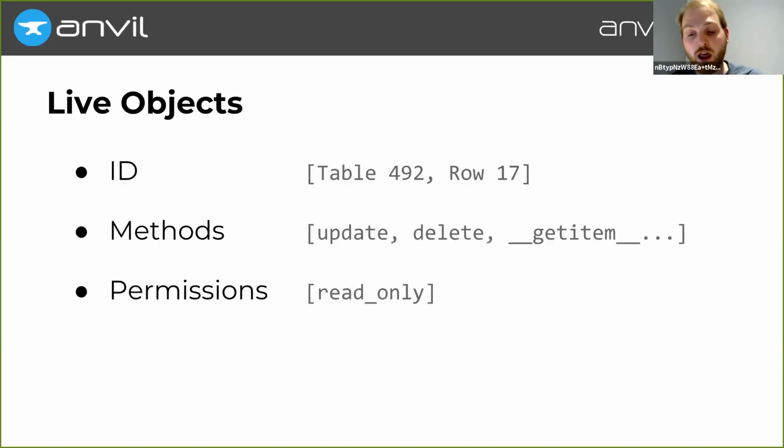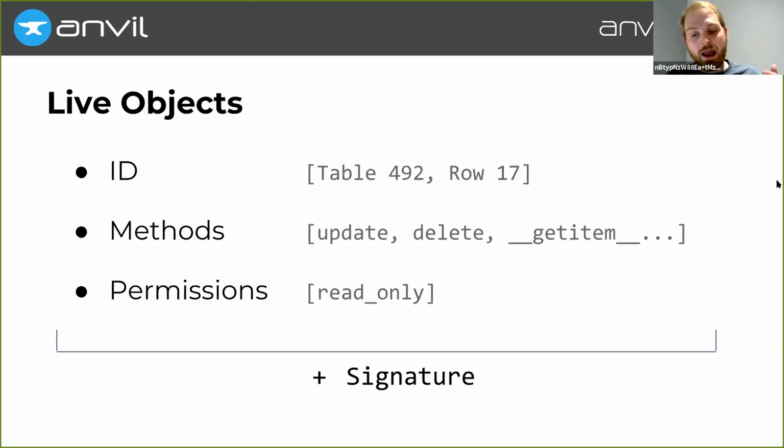is we represent every live object as an immutable ID. So say this table, this row. A set of methods, so update, delete, get item, set item, and a set of permissions. In this case, read-only. It's flagged as read-only. And then we hash all of those things, and as the server sends them to the client, it applies a signature that is specific to that client's session.